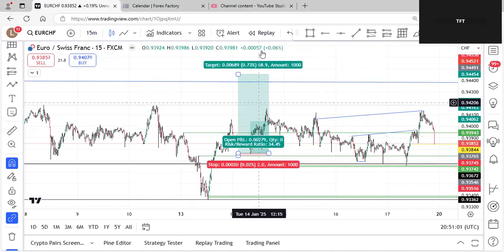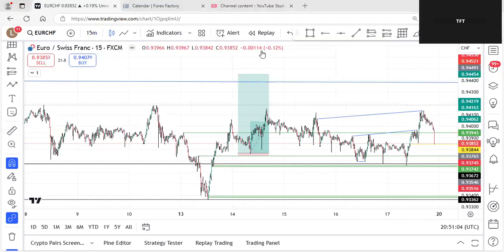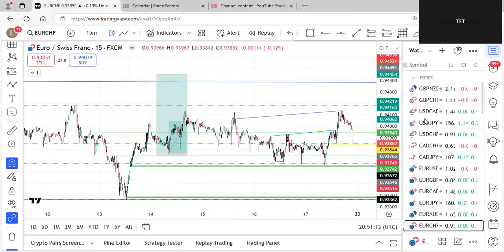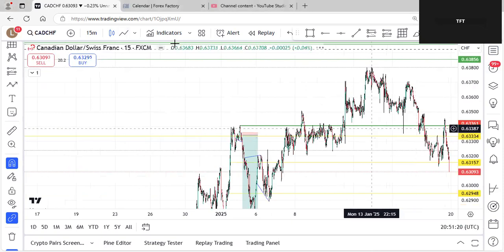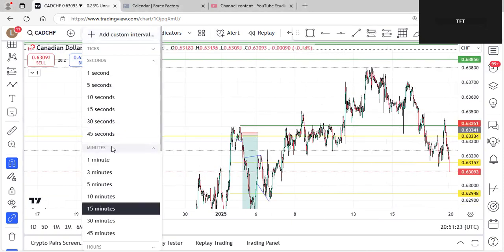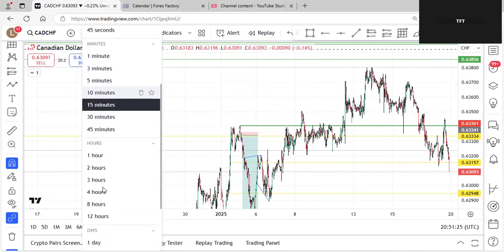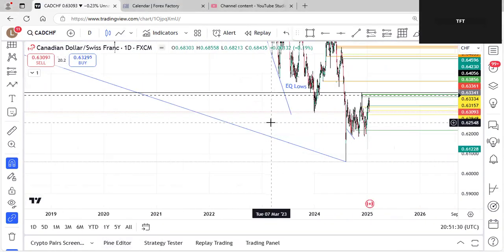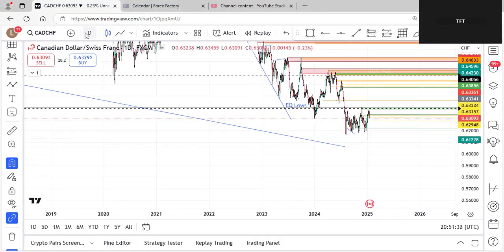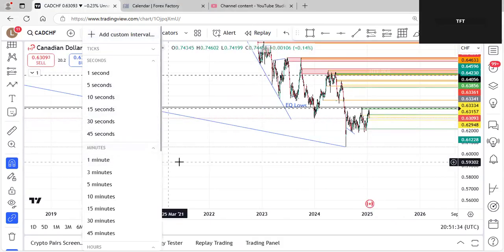No. Okay. So Daniel said CAD CHF is heading for a decent higher time frame. I guess that's a buy, mate, because it might line up with Eurochef. I was saying that I know this is aiming for all-time lows.